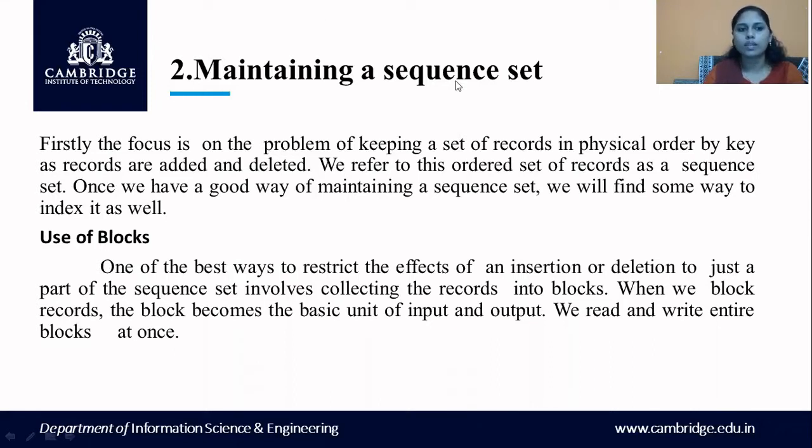So what is a sequence set? We will first focus on the problem of keeping a set of records in a physical order by key as records are added and deleted. So we have to first focus on the problem of keeping our records in an arranged order, in whichever order the keys are added and deleted. In the same way, we have to maintain the records. For that, we have to first focus on the solution. So we refer to this ordered set of records as a sequence set. I hope you understood the meaning of a sequence set. It is the set of records which are maintained in the same order in which they are being added or deleted.